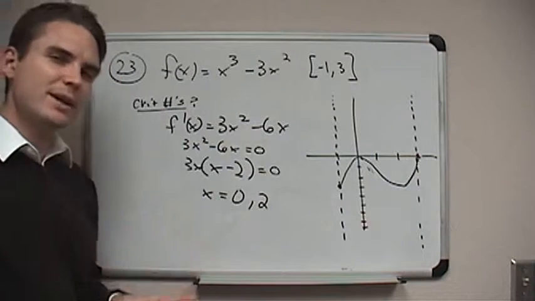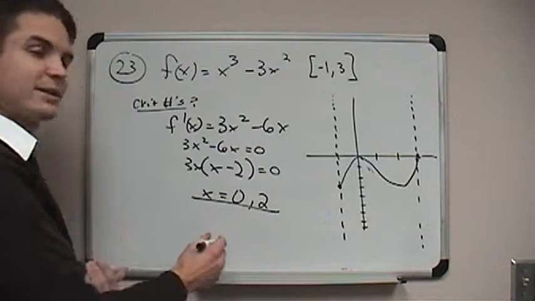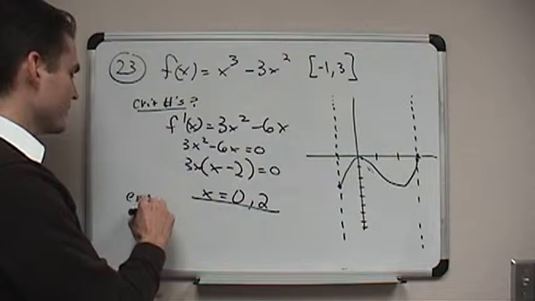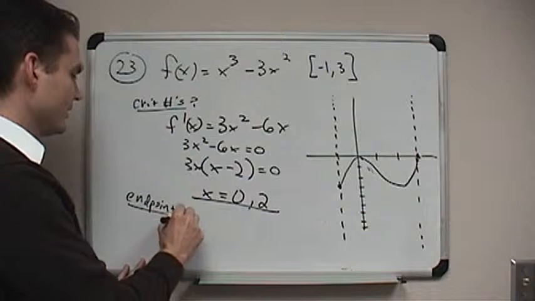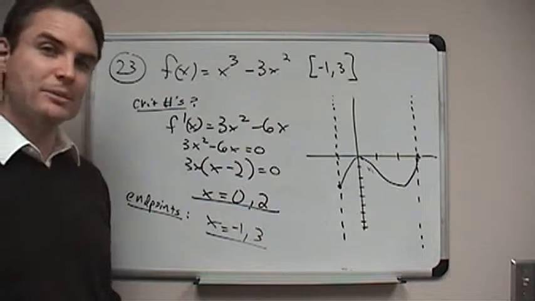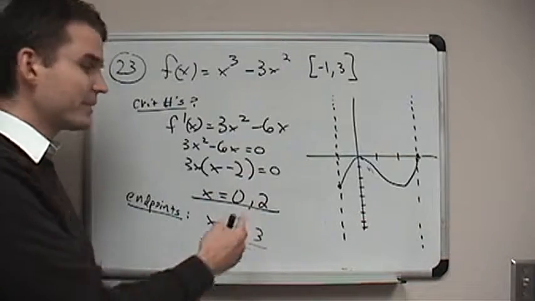So where is the maximum and where is the minimum? Well, basically, that's the great thing. The critical numbers were 0 and 2. The endpoints, which are the other things we need to check, the endpoints of our interval are -1 and 3. There will be an absolute maximum and an absolute minimum, and each of those has to occur at one of these 4 points.